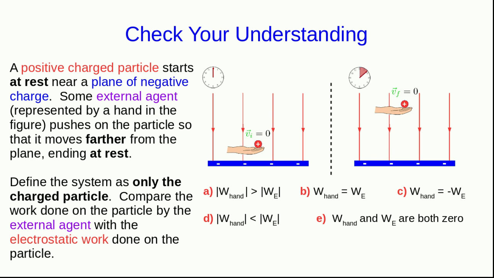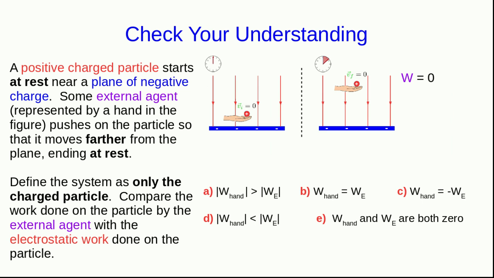Here's the question that I ended part 1 of this lecture with, and so let's resolve it now. The system is only the particle, and so the only kind of energy the system can have is kinetic energy, and that starts at 0 and ends at 0, so the system's total energy has not changed. And so the work done on the system is 0.